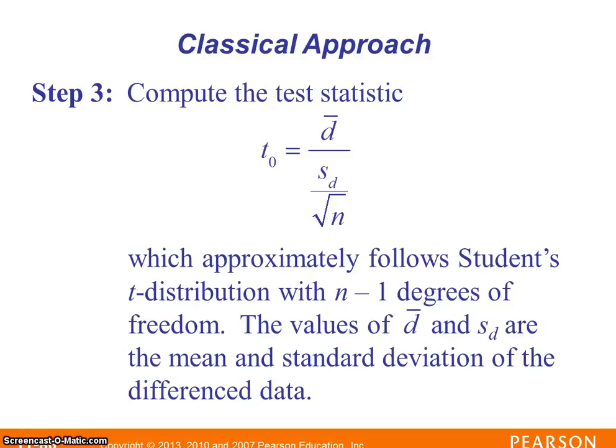So in this case, the test statistic will be the average of the difference of the data, divided by the standard deviation of the difference divided by the square root of the sample size. And remember, the t distribution, just as in chapter 10, depends on the degrees of freedom. So keep that in mind when you're calculating this.